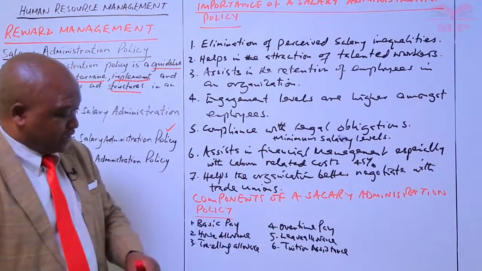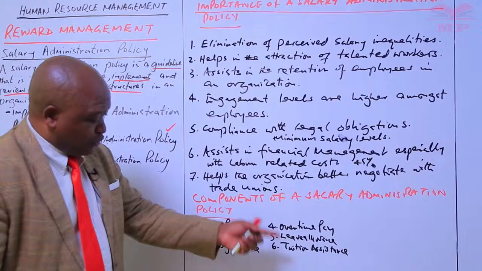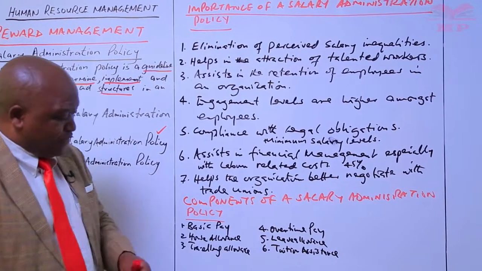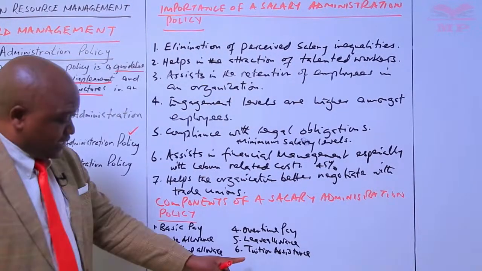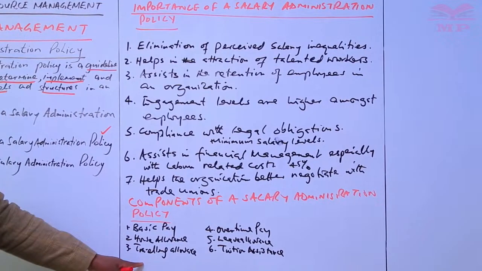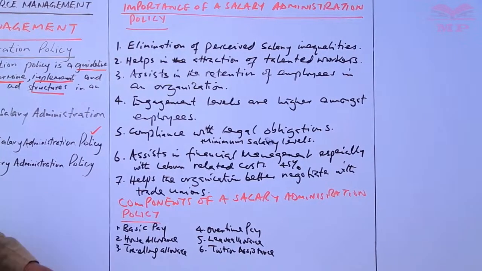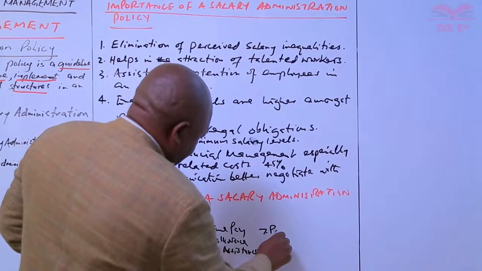Those workers could be assisted by the management to be able to pay for that particular tuition. And in some cases, there are also some generous employers who are basically able to assist the spouse and maybe the children of the employee. So those could be some of the things that are captured in terms of components of a salary administration policy. Then you have 7, promotion.